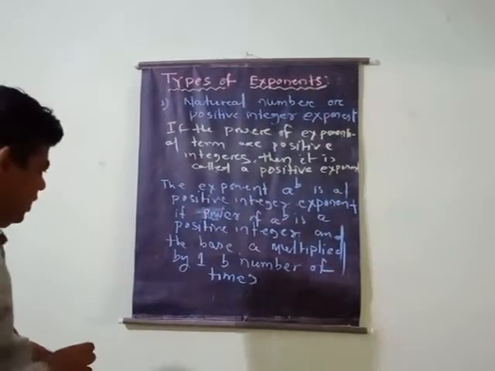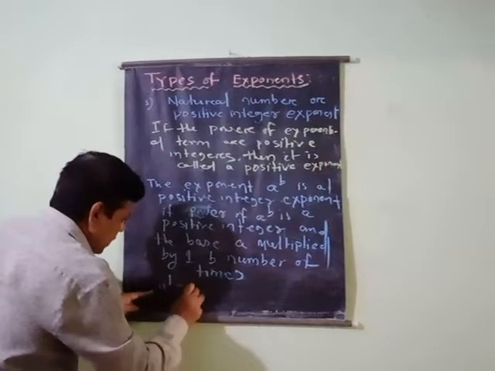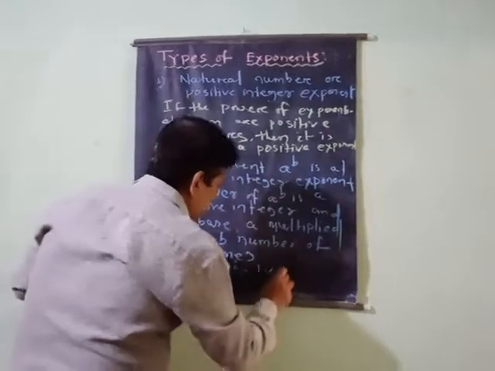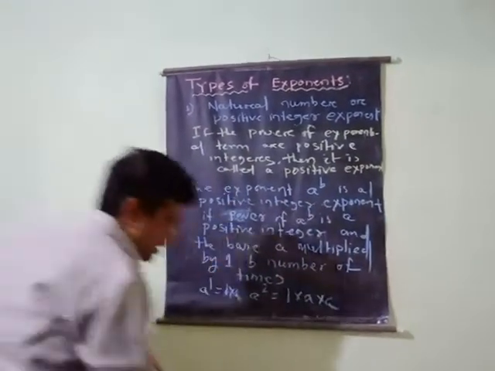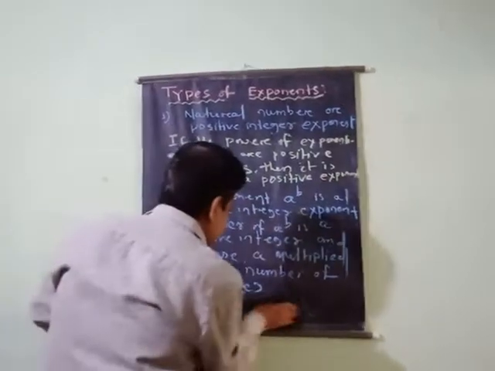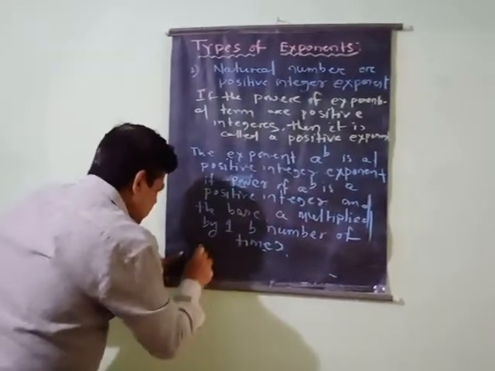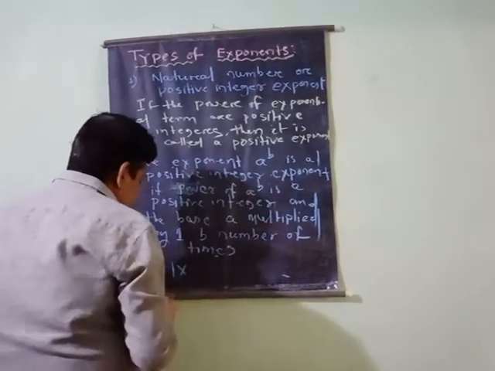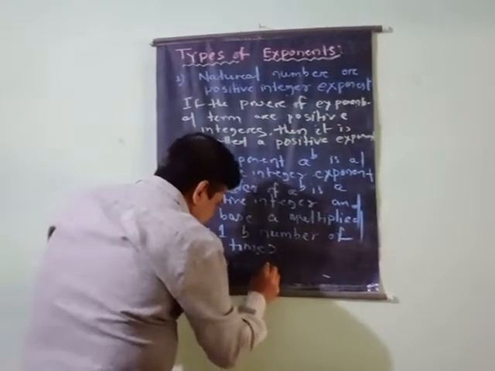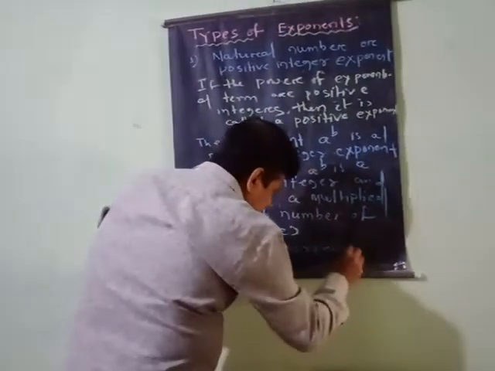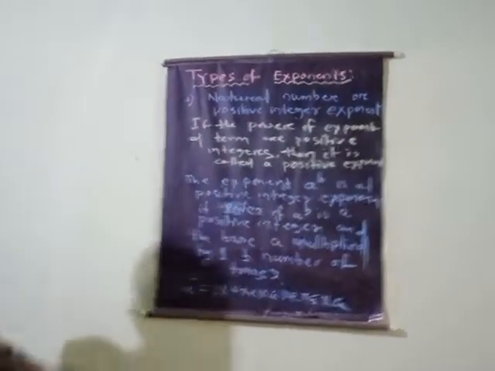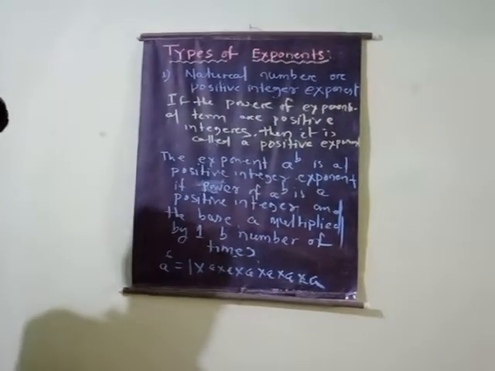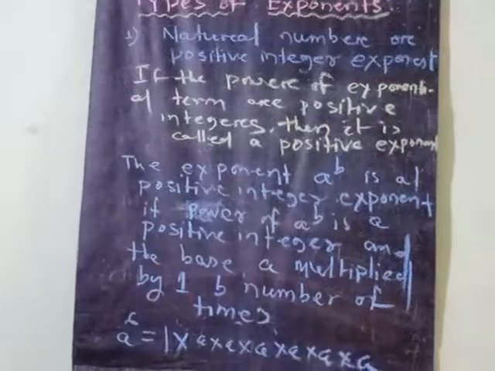Understand or not? We can write a to the power 1 is equal to 1 into a, a square is 1 into a into a. Okay. Similarly, I can write here a to the power 6 is a positive exponent when the base a is multiplied by 1, how many times? 6 times, because the power of the exponent is 6. Here the value of b is 6, which is a natural number, so this is an example of a positive exponent. Understand or not? Okay. Is it clear?